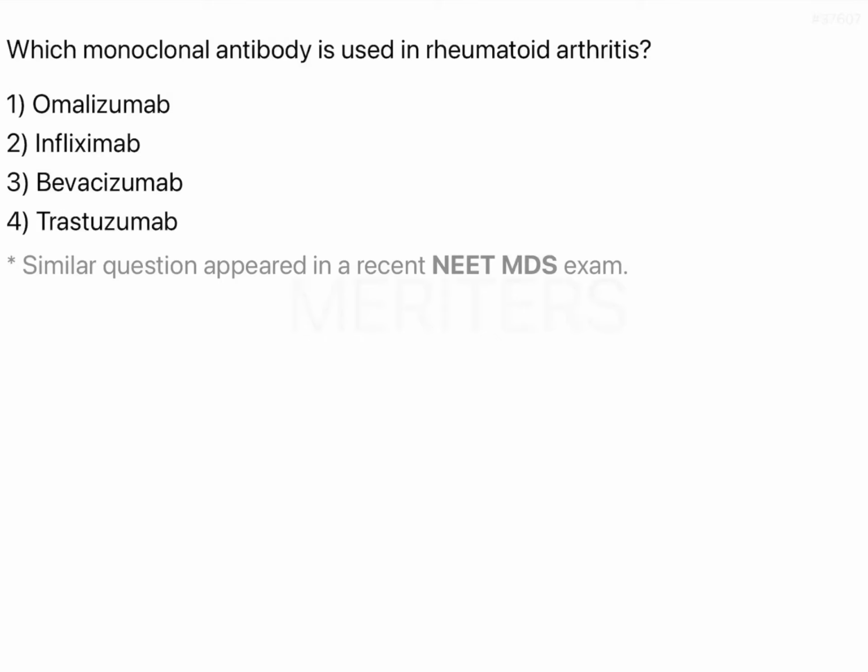Which monoclonal antibody is used in rheumatoid arthritis? Now, this is a very hot question which we must know. And monoclonal antibodies, at least one is generally asked in the NEET PG examination. And if the question is repeated from the PG examination, there are good chances it will be repeated in your MDS examination as well, right?